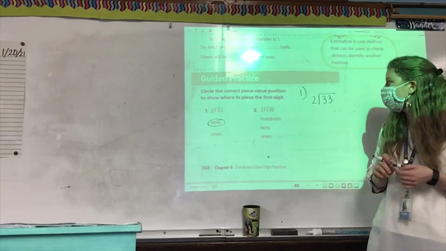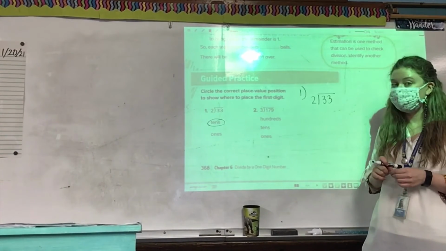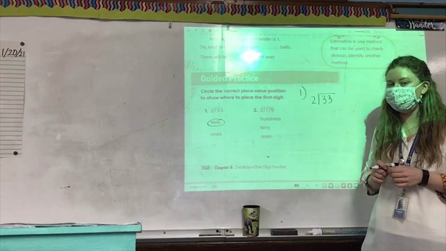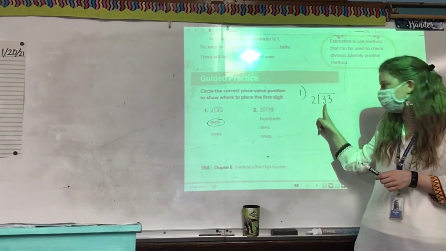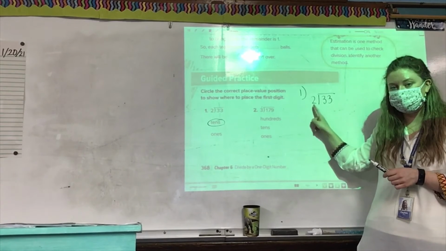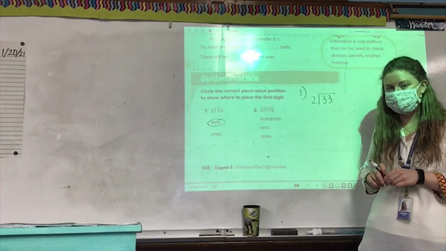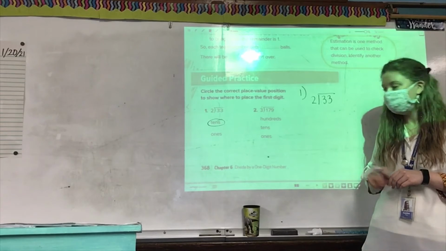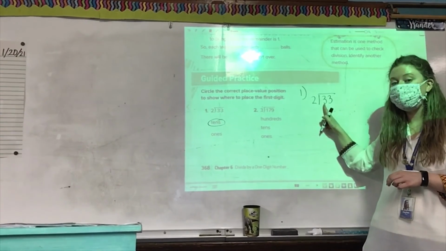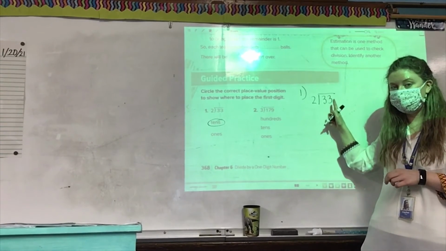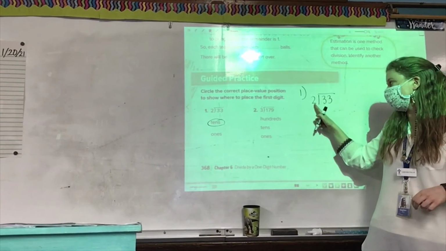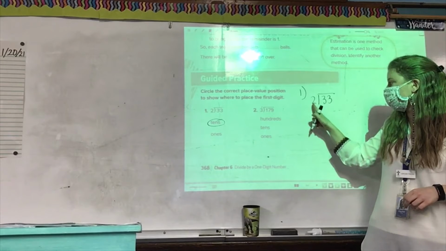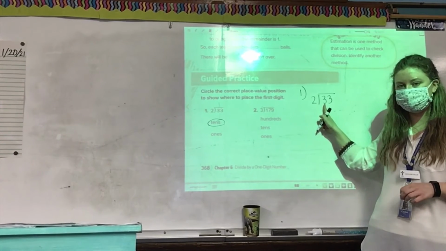We see how many times the first digit of our dividend goes into our divisor. Flip-flop it. We're not seeing how many times our first digit of the dividend goes into the divisor. We're seeing how many times our divisor will go into the first digit of our dividend. Michaela, 2 will go into 3. How many times?